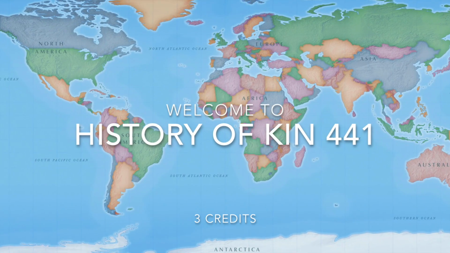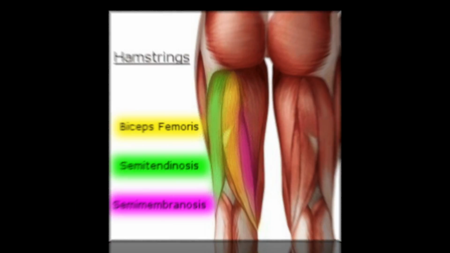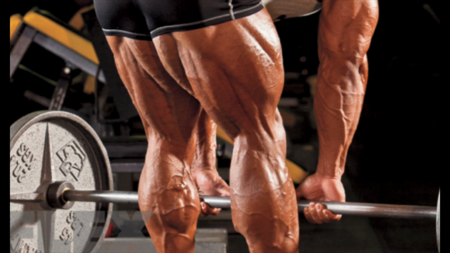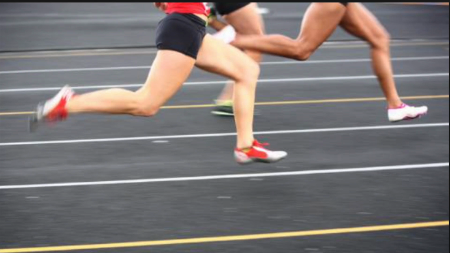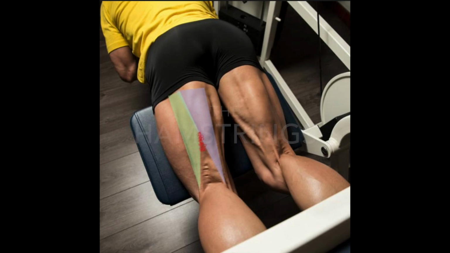This class is 3 credits and today's topic is the hamstrings. The hamstring is a posterior lower leg muscle and it's used more than you think. If an injury occurs with the hamstring muscle, the tight hamstring can cause low back pain or a pulled hamstring in an athletic population.